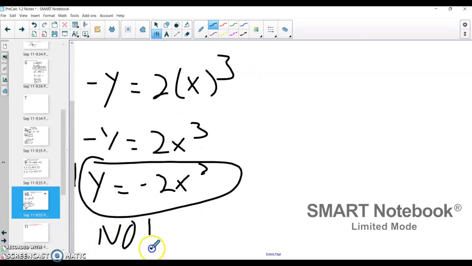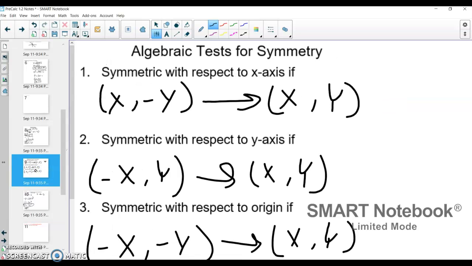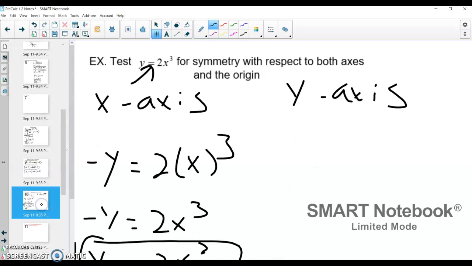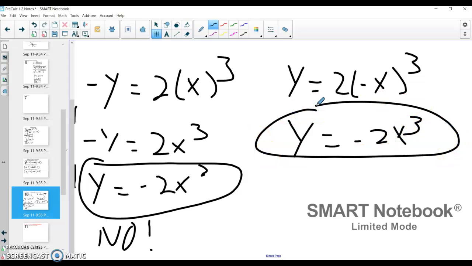No x-axis symmetry. Now let's try the other one, y-axis. Let's plug in a negative x now, because if I plug in negative x and a positive y, I should get out both positives. So I plug in, that's y equals 2 times negative x cubed. Negative x squared is positive x squared, but negative x cubed is still negative, so that's negative 2x cubed. Again, since this is different than the original, it does not have y-axis symmetry.